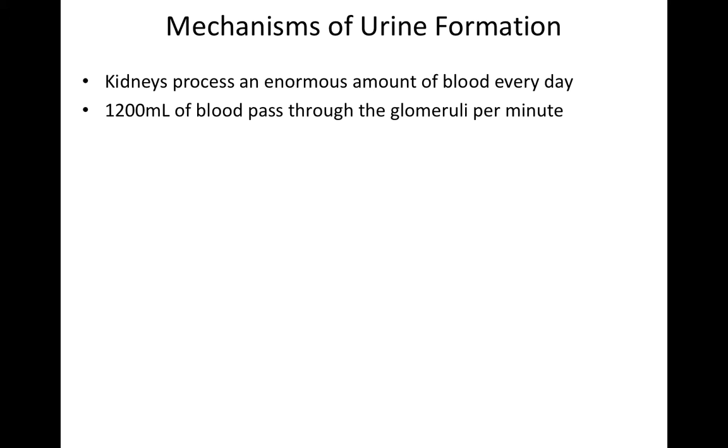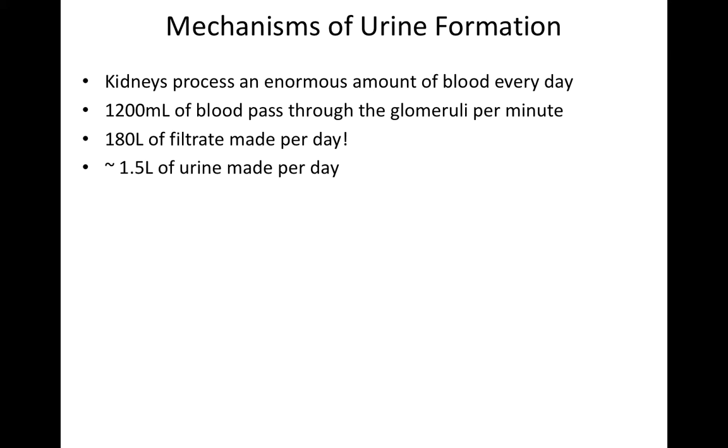Okay, so the kidneys are processing a huge amount of blood. Remember that the renal arteries branch directly off of the abdominal aorta. So you have a significant blood supply coming in, and then you have a huge branching that occurs. And so the glomeruli are dealing with over a liter of blood every minute. That's a significant amount of blood that's moving into the kidneys.